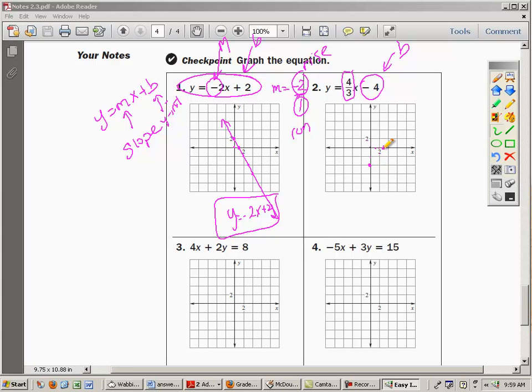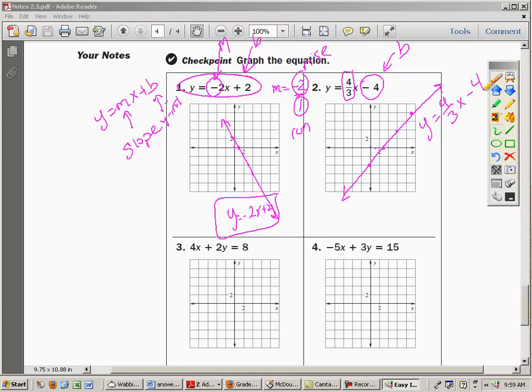Up 4 over 3. Up 4 over 3. Again, you guys use a straight edge, please. But you can connect your dots pretty easily. I don't have the ability to do that with my whiteboard pen here. So this is a collection of all the points y equals 4/3 x minus 4.